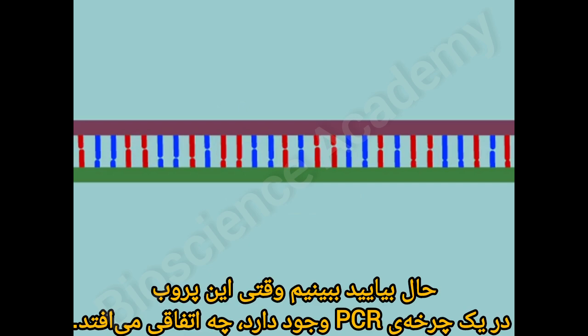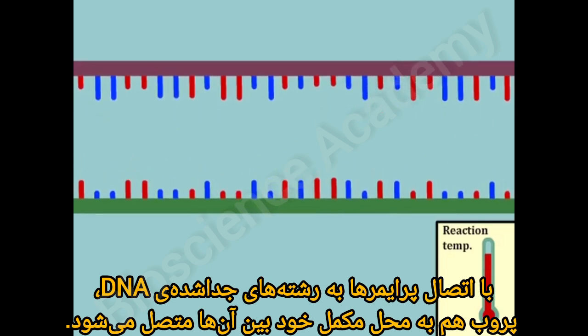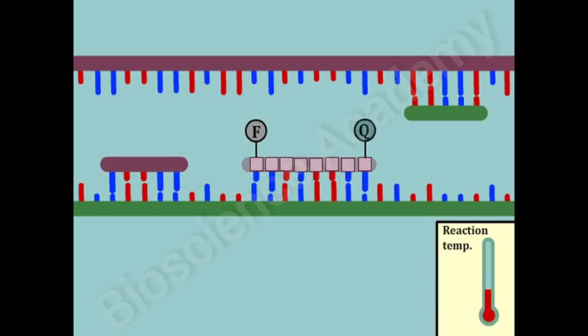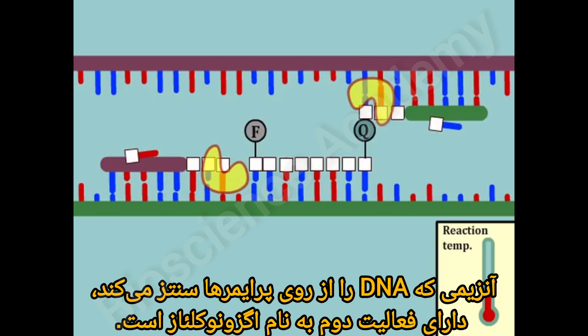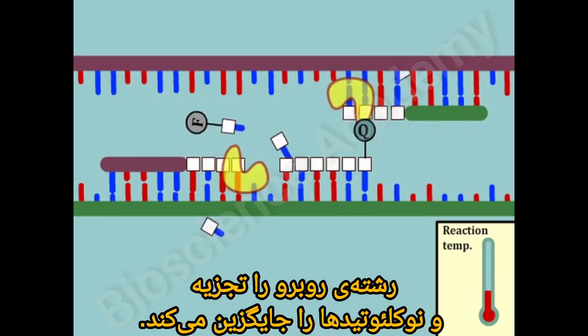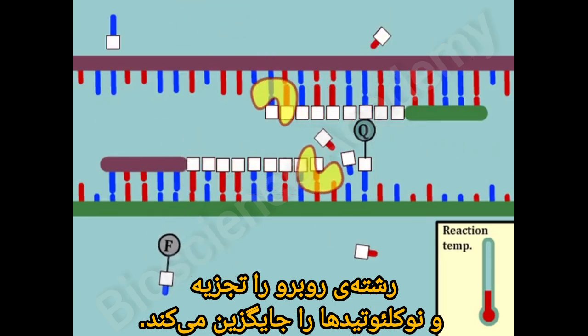Now, let's look at what happens when this additional ingredient is present during a single cycle of PCR. As the primers bind to the separated strands of DNA, the probe also finds its complementary sites between them. The enzyme that synthesizes new DNA from the ends of the primers also has a second activity, an exonuclease activity. So when it encounters double-stranded DNA in its path, it will disassemble the strand that is in its way and replace all of the nucleotides.